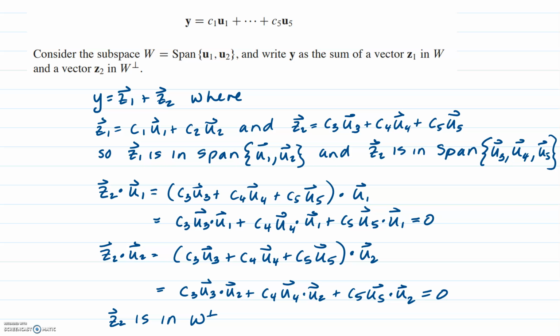The next theorem is going to show that this decomposition can be computed without having an orthogonal basis for Rn. It is enough to have an orthogonal basis only for a subspace W. And we're going to show that in the next video.